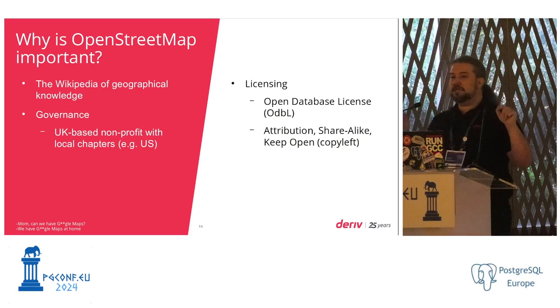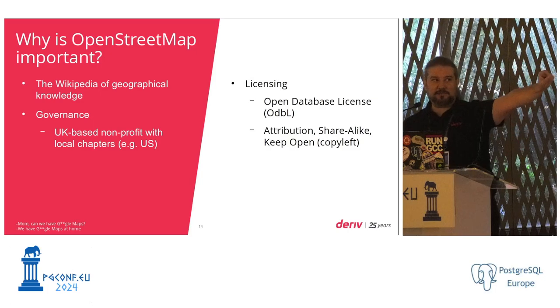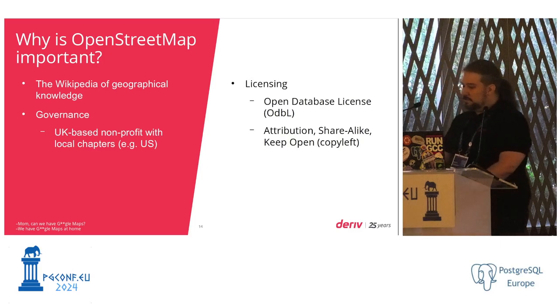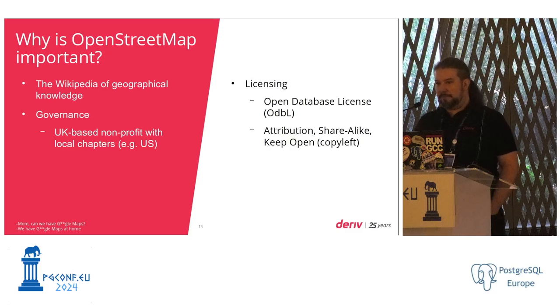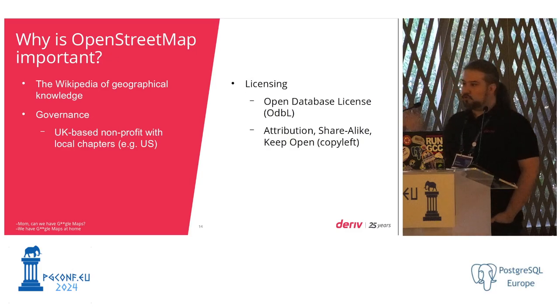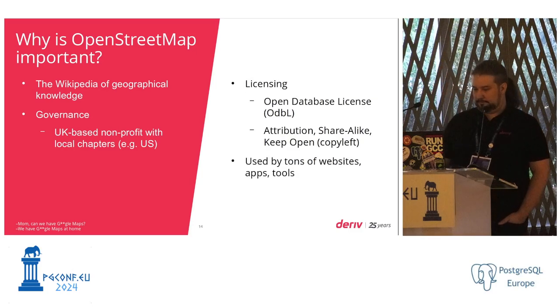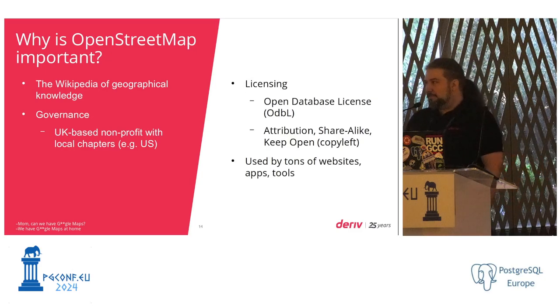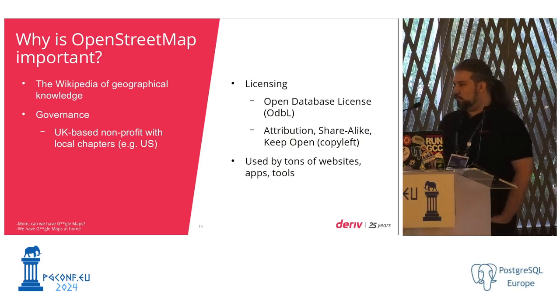And mainly because of the licensing. The data inside OpenStreetMap is licensed under the Open Database License, which is attribution, share alike, and keep open. It's a kind of copyleft, which means that you can do whatever you want with this data, but you must keep it open. So OpenStreetMap apparently is quite popular. It's being used by tons of websites, apps, and tools, even if it's not visible to the end user.